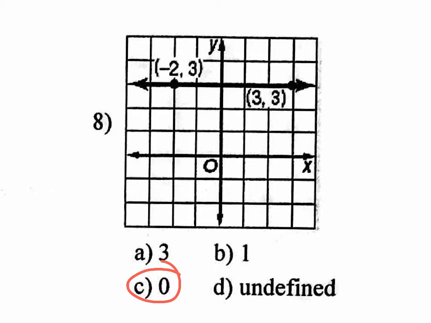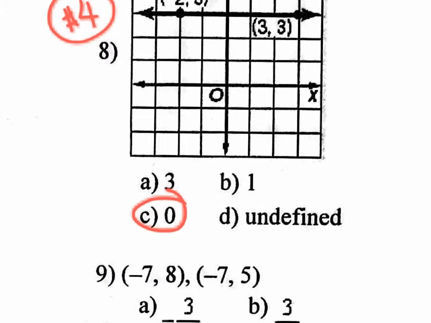Let's move on. Oh yeah, by the way, this was number 8 on version A. What was it on version B? 4. Thank you very much. So number 4 on version B. Let's move on to number 9 on version A.